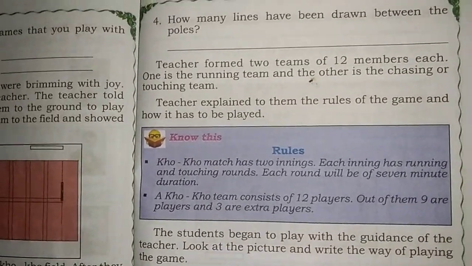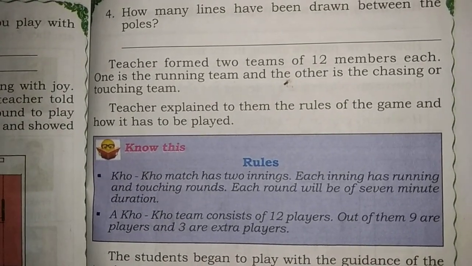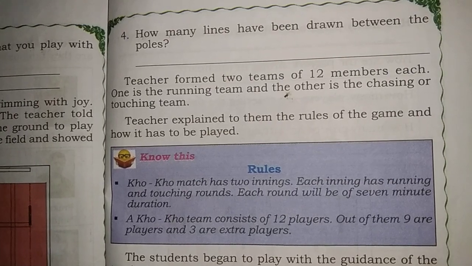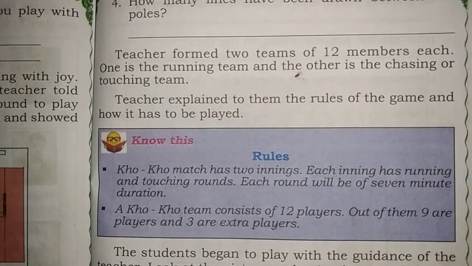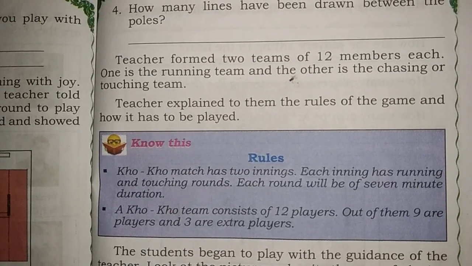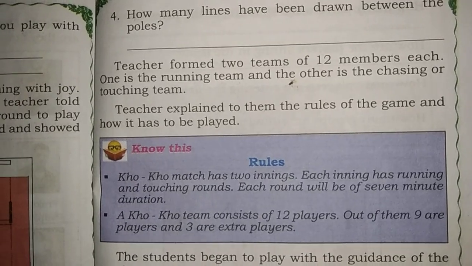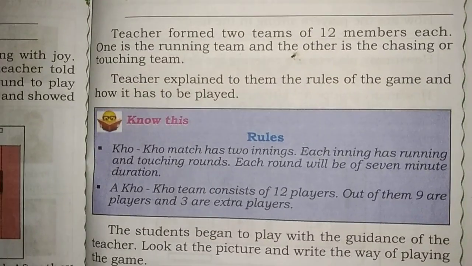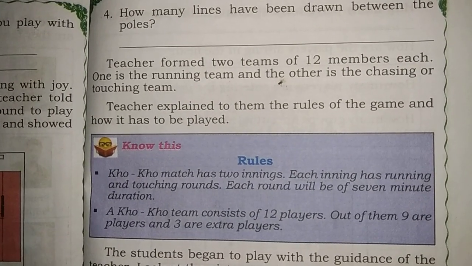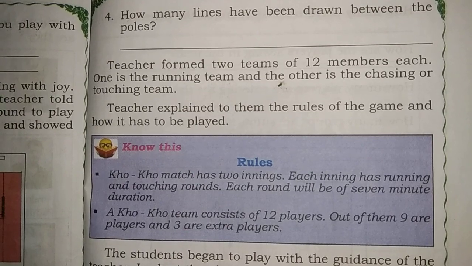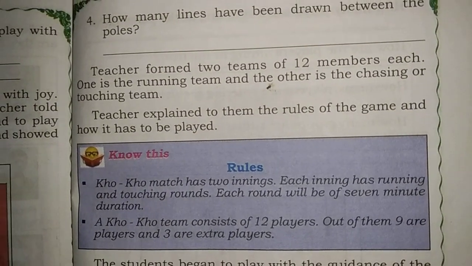Each innings has running and touching rounds. Each round will be of 7-minute duration. A Coco team consists of 12 players. Out of the 12 players, 9 are players and 3 are extra players. I will once again repeat it.